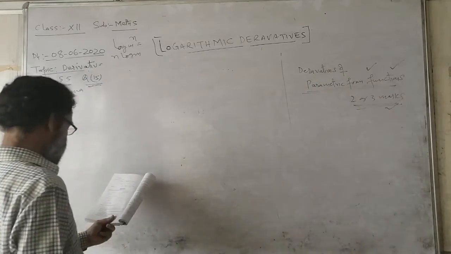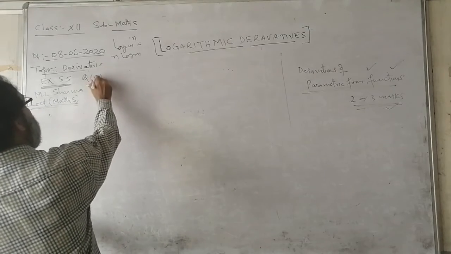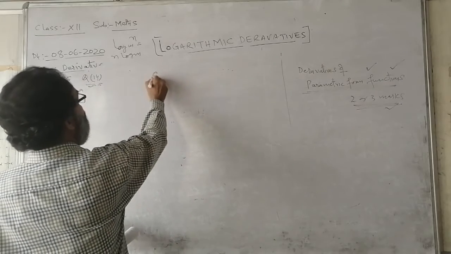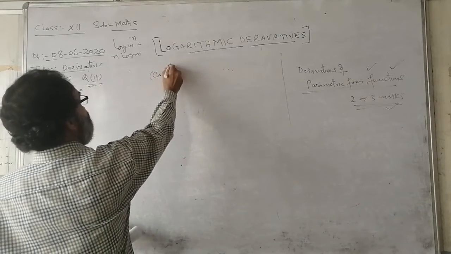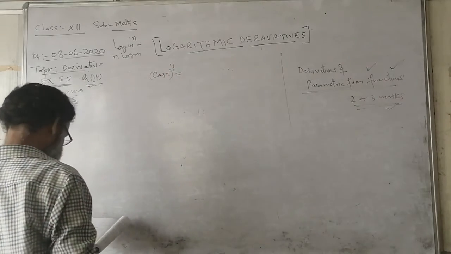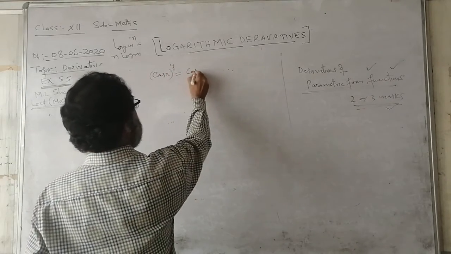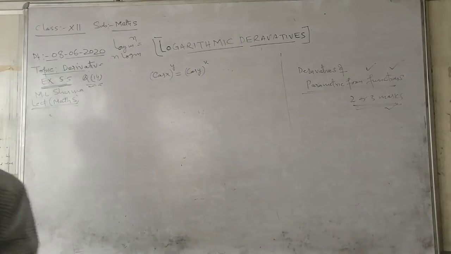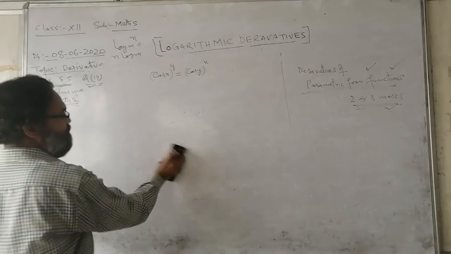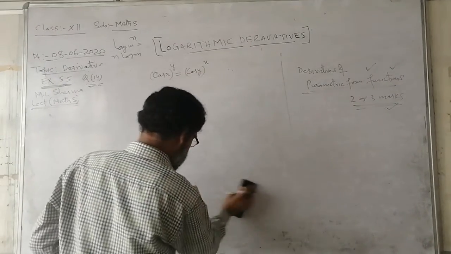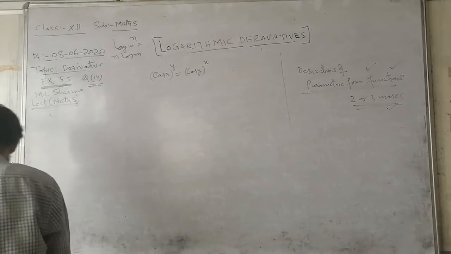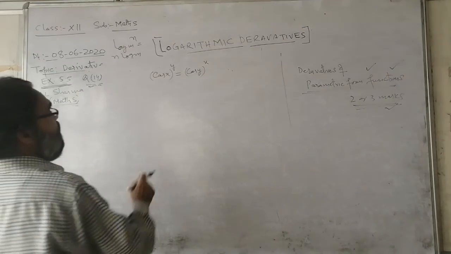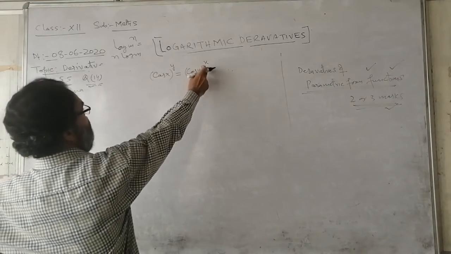So the question is 14.1. It says you have to find dy upon dx, where cos x raised to power y is equal to cos y raised to power x. This is the last question of this exercise. Maximum questions I have solved. Here, cos x and cos y, x is for y, y is for x.